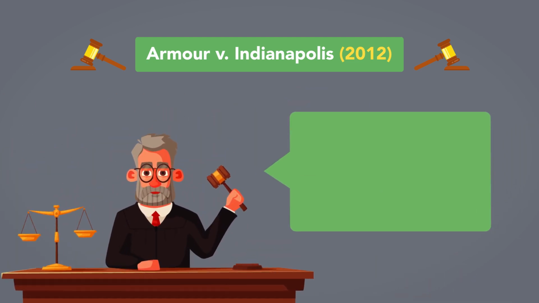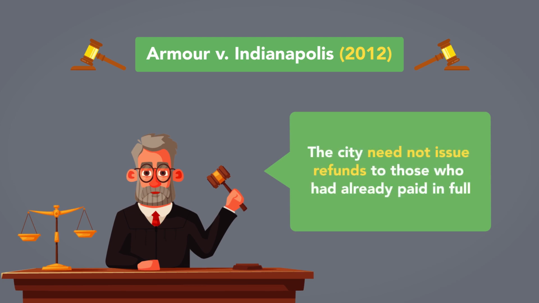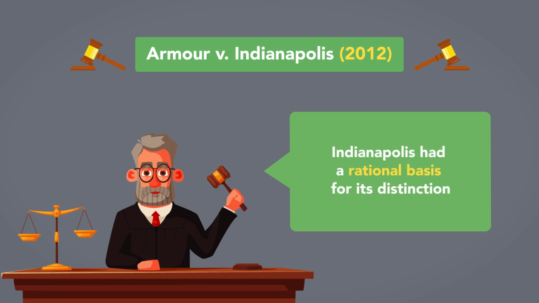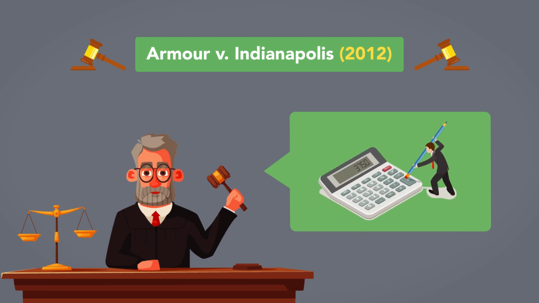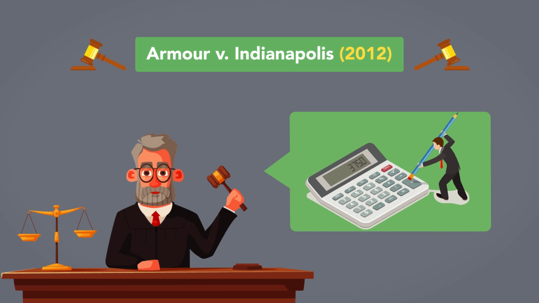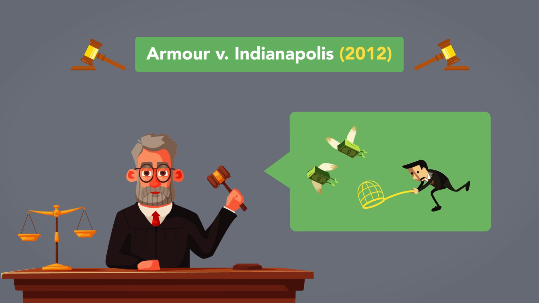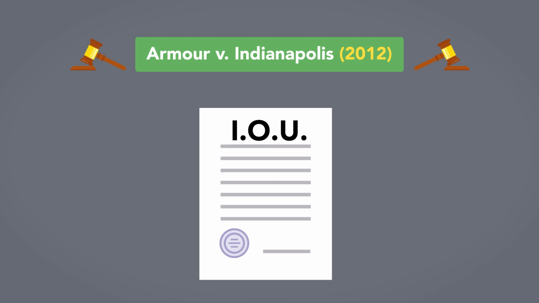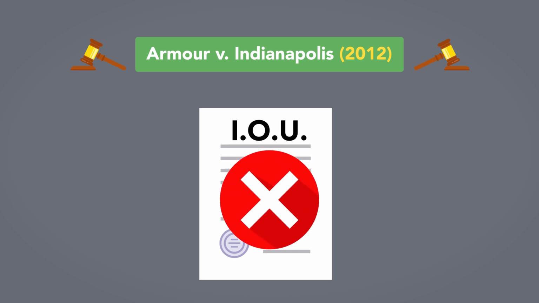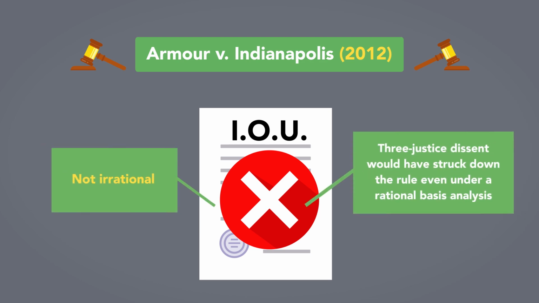The court here employed rational basis review and ruled that the city need not issue refunds to those who had already paid in full. The court ruled that Indianapolis had a rational basis for its distinction, avoiding the administrative costs of calculating precisely who had paid their fair shares and how much should be refunded, and the further administrative headache of collecting funds from the installment plan payers to offset the refunds. While arbitrarily cutting off all outstanding obligations may not be completely fair in the classic sense, it was not irrational. Note that a 3-justice dissent would have struck down the rule even under a rational basis analysis.